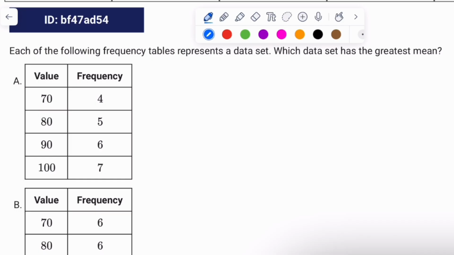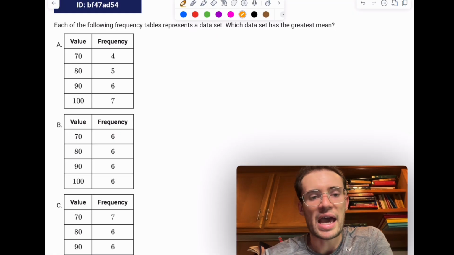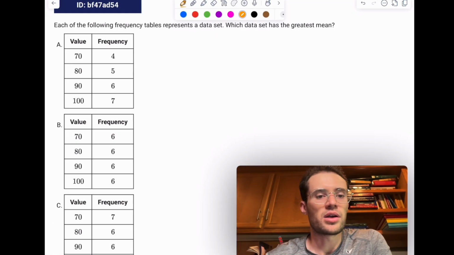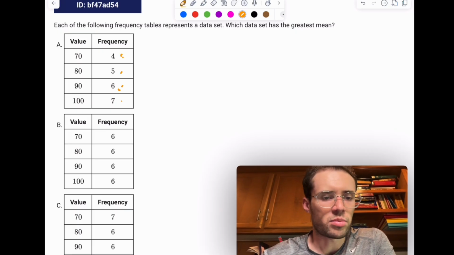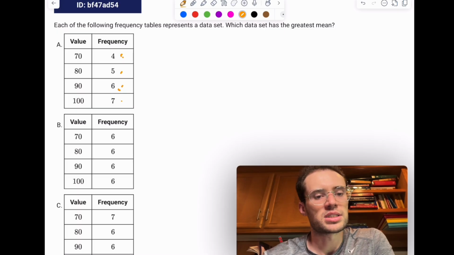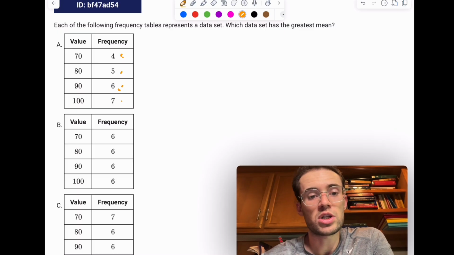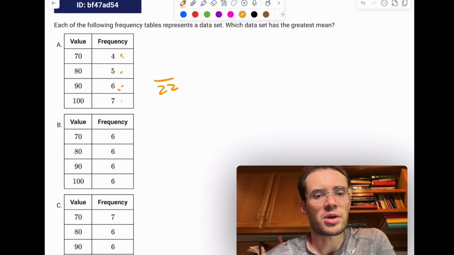Each of the following frequency tables represents a data set. Which data set has the greatest mean? The way to calculate the mean is to add up the values and then divide by the number of values. To find the number of values, you add up the frequencies. So in this case, the easier way to add this is 4 plus 6 is 10, 10 plus 5 plus 7, that's 22. So there's 22 here. You can add all of these up and divide by 22.